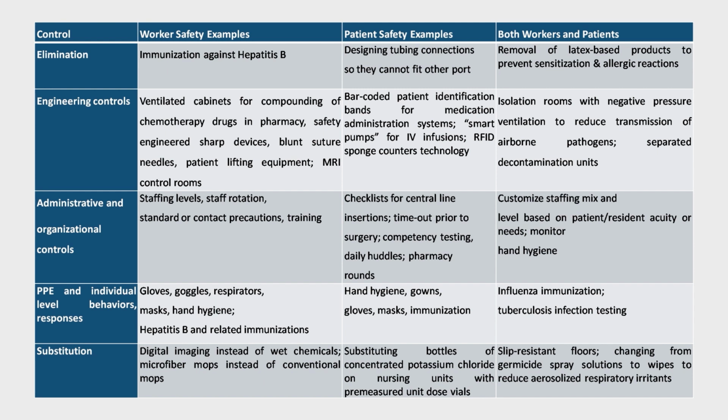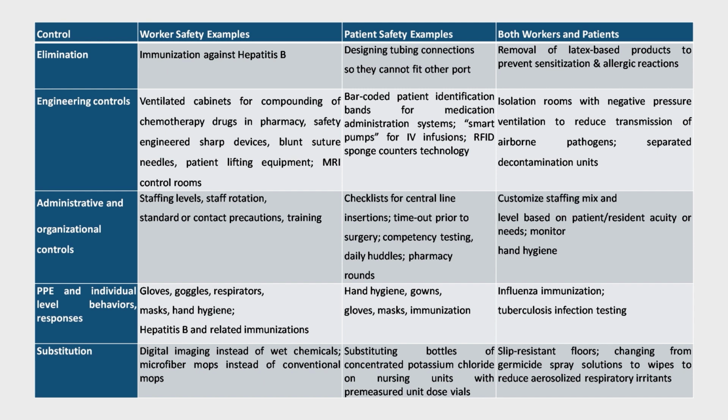Then we have engineering controls, for example ventilated cabinets for compounding of chemotherapy drugs in the pharmacy, safety engineering sharp devices, blunt suture needles, patient lifting equipment and MRI control rooms, which will all help in aiming towards worker safety. As far as the patients are concerned, bar-coded patient identification bands for medication administration systems are very important, because if we know that these particular patients are for cancer therapy from the bar code, only those patients will be given those medicines.